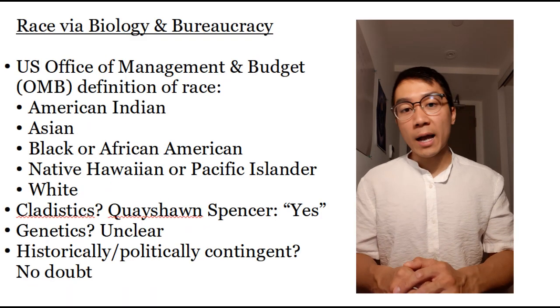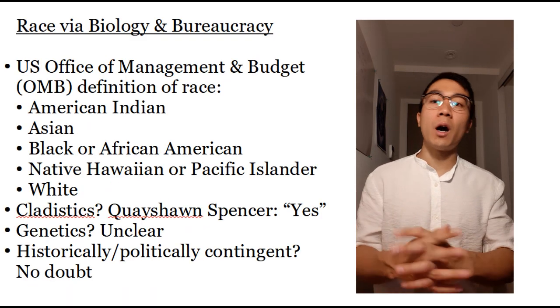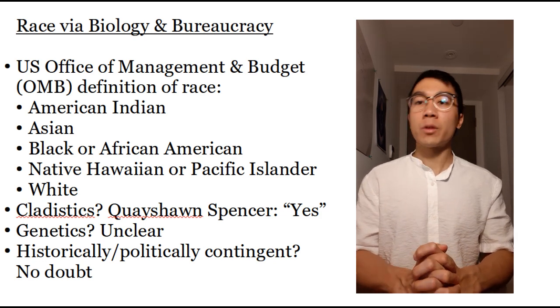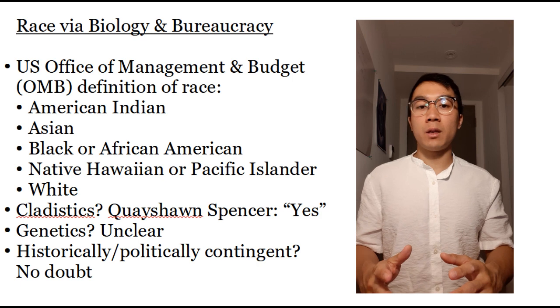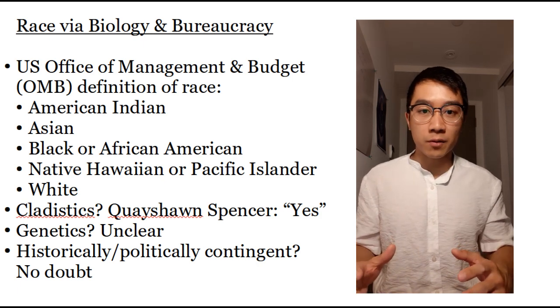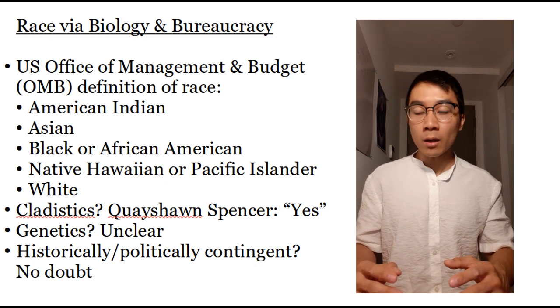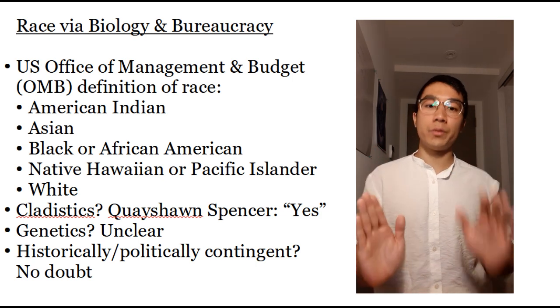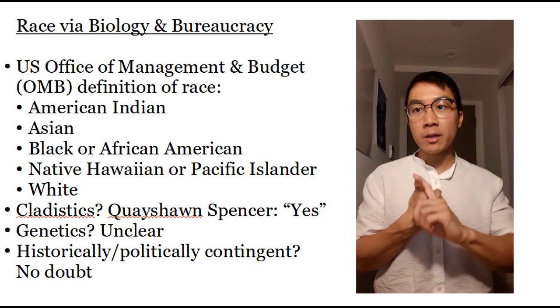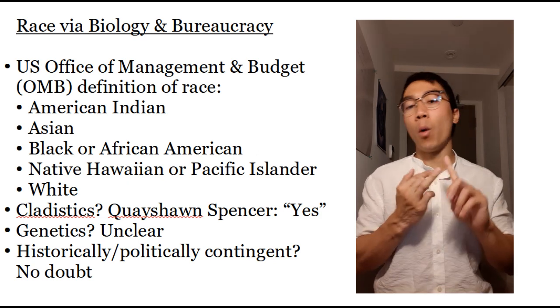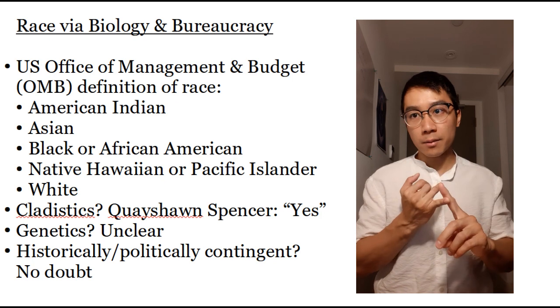So to illustrate this last point that I was mentioning on race, just look at the Office of Management and Budget definition of race, for example. So the US OMB is the bureau that's responsible for the census and for administering statistics on demography amongst the US government. So there are 5 races according to the United States government: American Indian, Asian, Black or African American, Native Hawaiian or Pacific Islander, and lastly, white.